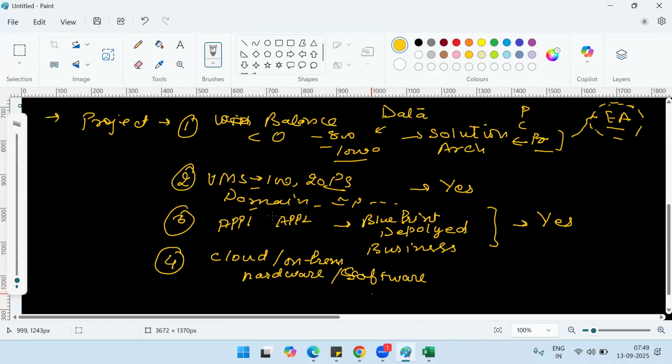Okay, and what is the support model? 24/7, 24/5, right, to the business, and what type of applications we are supporting. Is it a part of the enterprise architect role?